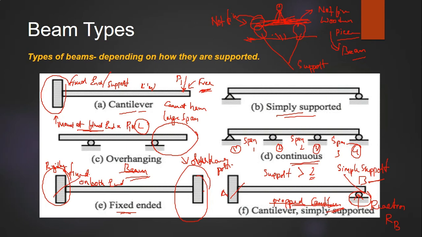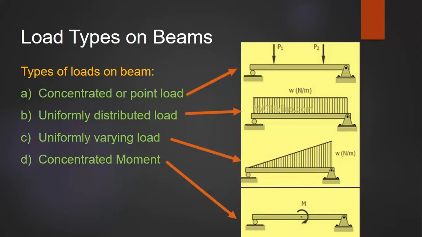Now let us jump into the different types of loads. Of course, we have seen these earlier, but let me just remind you for your revision. This is point load, uniformly distributed load, this is uniformly varying load, and this is concentrated moment. A point load is nothing but a load that acts at a particular location.